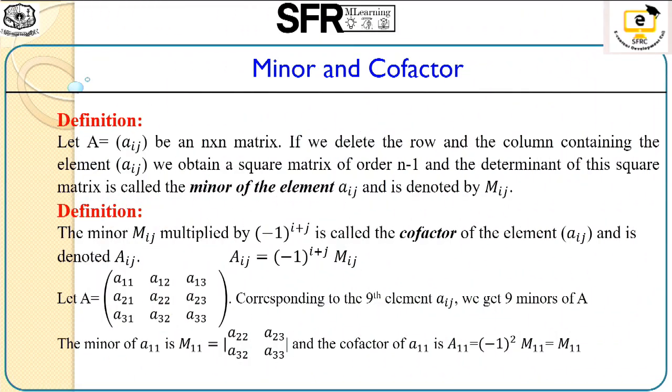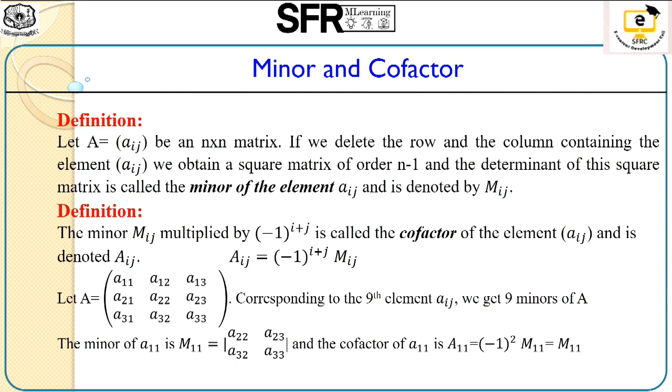Next, I want to give an important definition, that is minor and cofactor. We need to find minor and cofactor to find the inverse of a matrix. First, I want to define minor. Let A equal [aij] be an n cross n matrix. If we delete the row and the column containing the element aij, we obtain a square matrix of order n minus 1, and the determinant of this square matrix is called the minor of the element. We denote it as Mij.